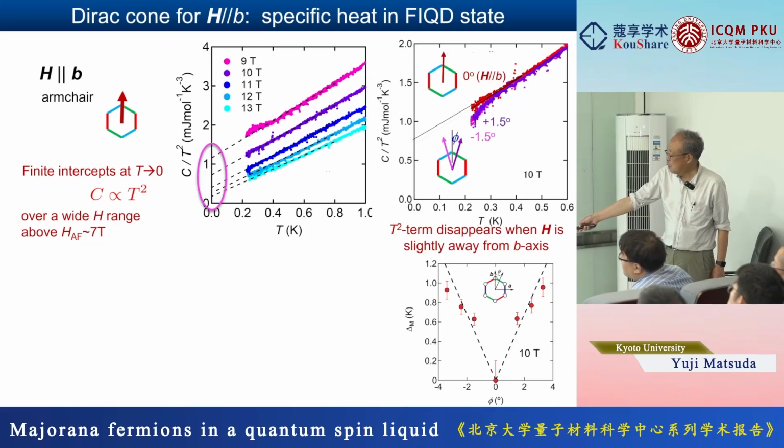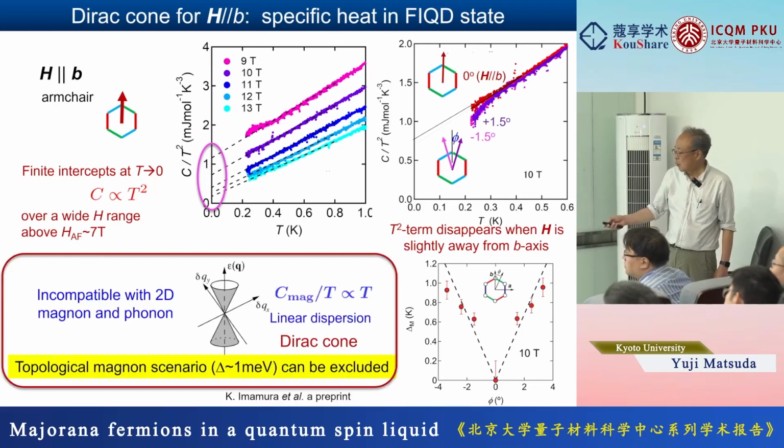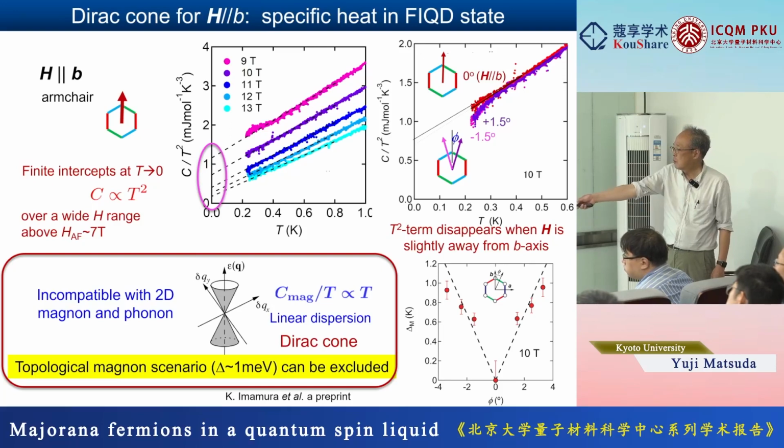If the magnetic field is tilted by only 1.5 degrees, the gap opens. So these results are totally incompatible with 2D magnons or phonons. This result definitely indicates the linear dispersion, showing the presence of a Dirac cone. So this topological magnon scenario can be excluded.